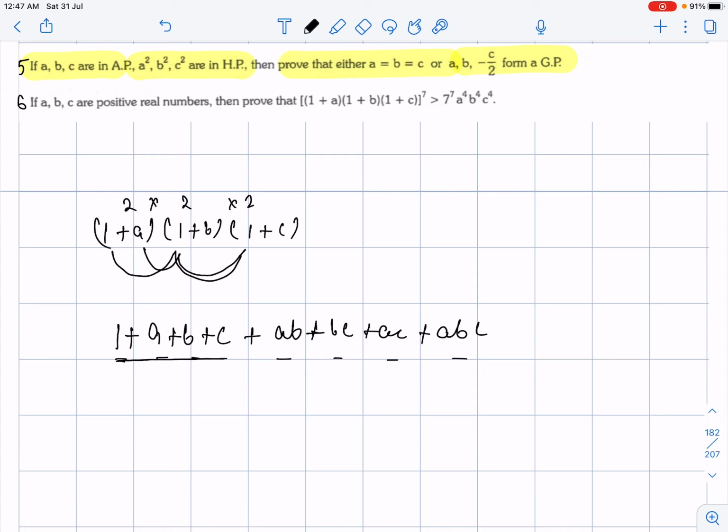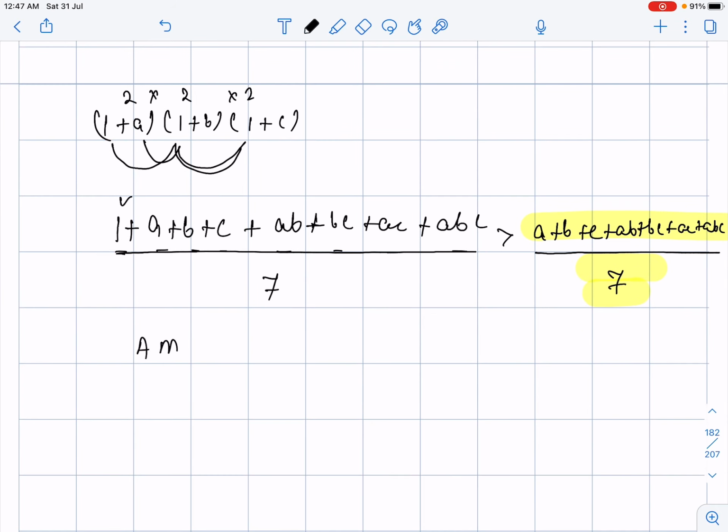Now guys, the sum of 8 numbers divided by 7, if I write it, will definitely be greater than, because one extra is written by me over here, a plus b plus c plus ab plus bc plus ac plus abc divided by 7. Because the sum of 8 numbers, with one number being positive, will be greater than the sum of 7 numbers. Now guys, we may apply the AM-GM inequality upon this. It's quite easy to deal. So we'll write: arithmetic mean is greater than or equal to geometric mean for the 7 numbers.